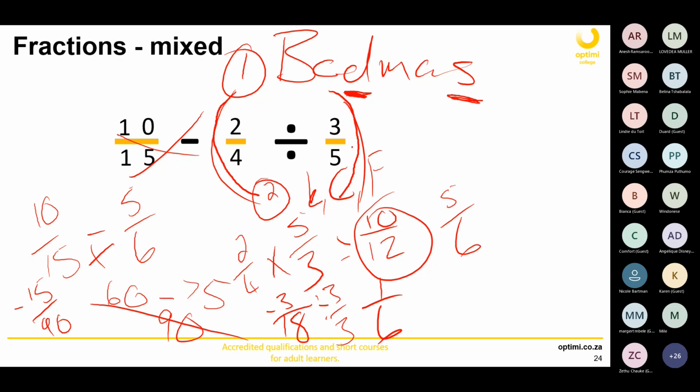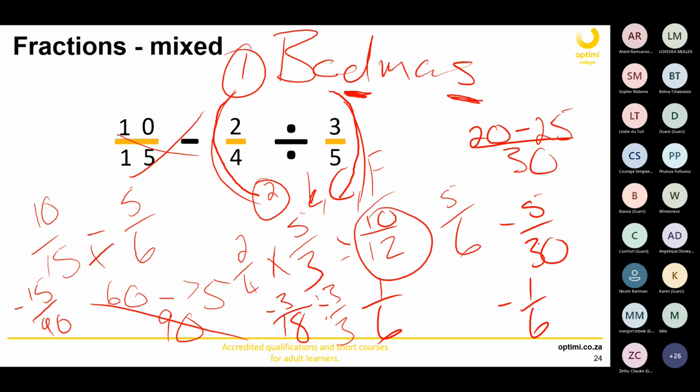The other way you could have gone, you guys wanted to go with the lowest common denominator as 30. How do I get from 15 to 30? Times 2. 10 times 2 is 20. Minus, how do I get from 6 to 30? Times 5. 5 times 5 is 25. Gives me minus 5 over 30. I can divide by 5, minus 1 over 6. So can you see that we get the same answers, doesn't matter which way you go.